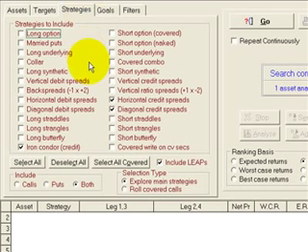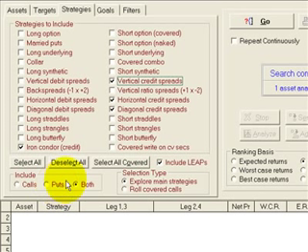What strategies are we going to look at? Well, we're going to look at vertical credit spreads. We're going to look at horizontal credit spreads, diagonal credit spreads, and we'll even look at iron condors. That's what we're interested in. I'm going to say both for calls and puts. I don't care whether I'm selling calls or puts.